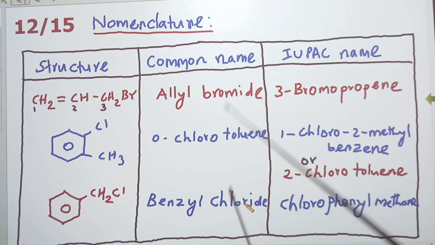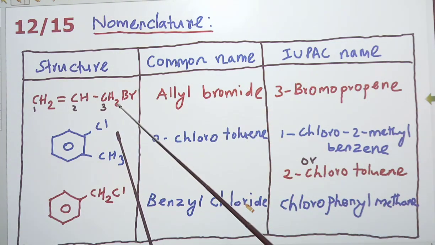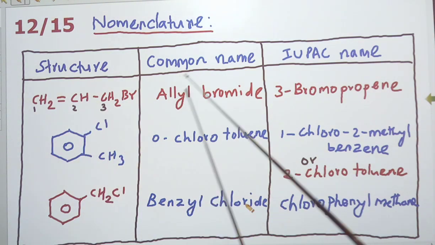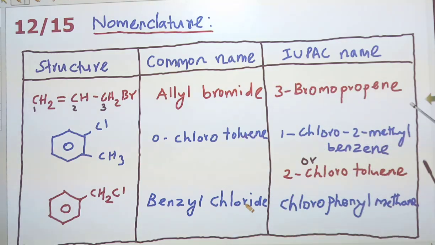We already studied earlier that if the halogen atom is attached to an sp3 hybridized carbon adjacent to an sp2 hybridized carbon, we can call it allyl. So allyl bromide in common name. When we go for the IUPAC name, 3-bromopropene.